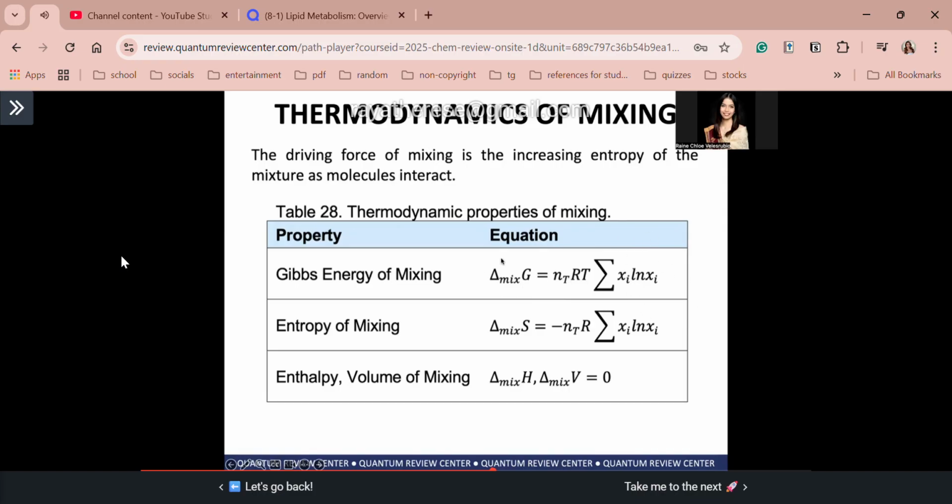Then, if the value of the delta mix G is negative, okay, mixing happens spontaneously or on its own. Okay? Meanwhile, kung positive yan, you have to drive energy, you have to do work, okay, in order to do the mixing non-spontaneously, okay? Now, mixing, guys, it lowers the system's energy, okay? That's why water and alcohol, they mix easily. Again, this is the equation.